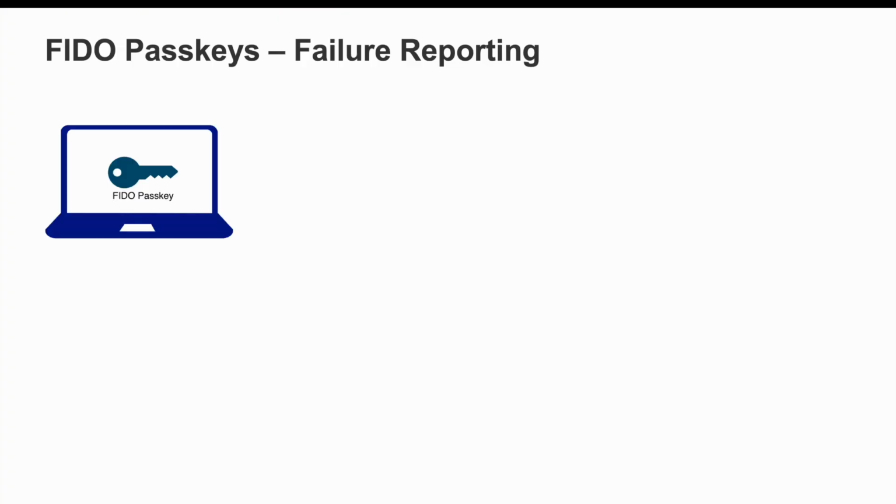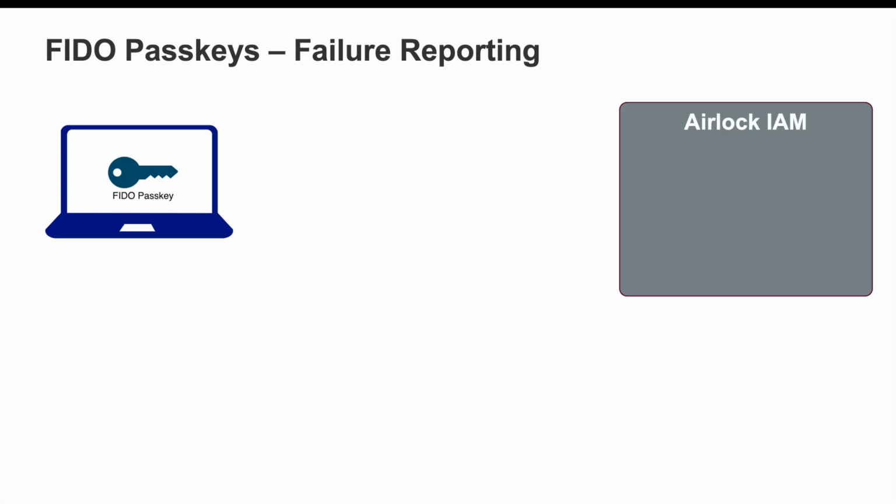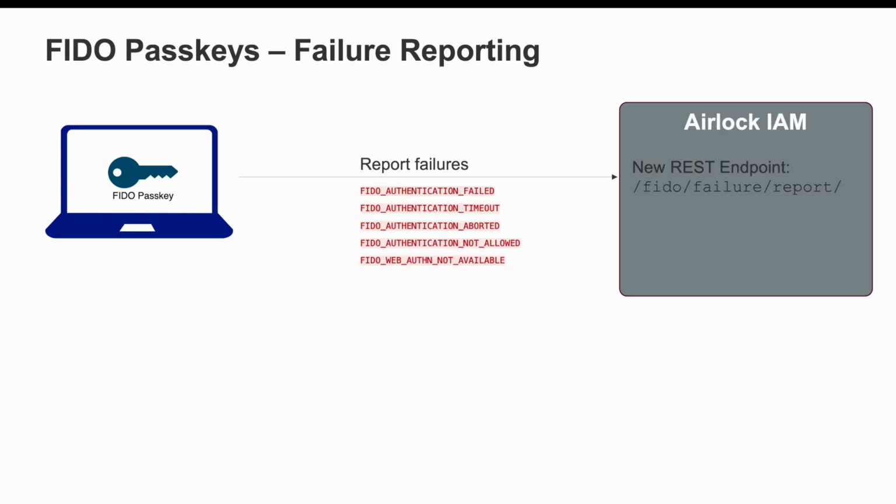If you're using your FIDO key on your device, be it a mobile phone or laptop or a desktop computer, things can go wrong. Airlock IAM now offers a new REST endpoint where these things that can go wrong are reported to. In the current state of implementation, our login app UI reports the following failure types to Airlock IAM. It reports authentication failed if a timeout occurred, if the user aborted the authentication attempt, if authentication is not allowed for any reason, or if WebAuthn is not available in the browser at all.